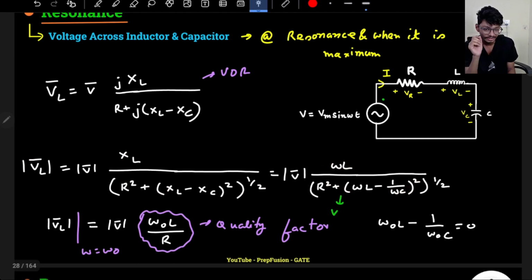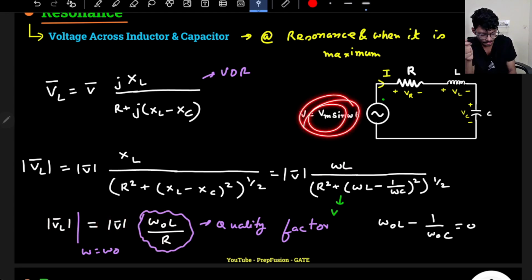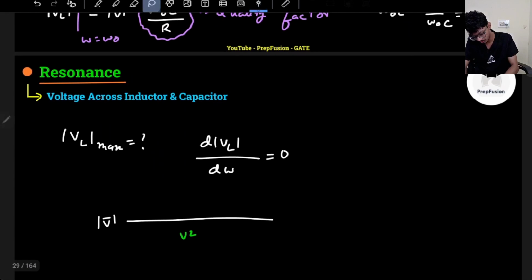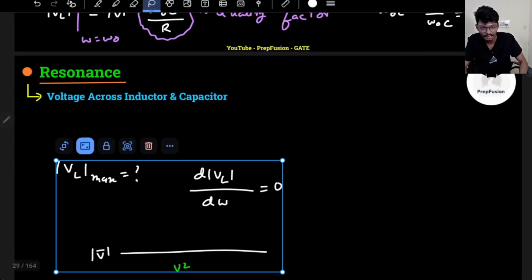Now at resonance, what happens? At resonance, omega L equals 1 by omega C, right? So the imaginary part is gone and only this part remains, which is omega naught L divided by R. This is actually known as the quality factor. The magnitude of the voltage is the magnitude of the input supply voltage times the quality factor of the circuit. This term we will learn in the next lecture. So this is what happens at omega naught frequency. Before coming to the next point, you observe that generally the quality factor is higher than 1.